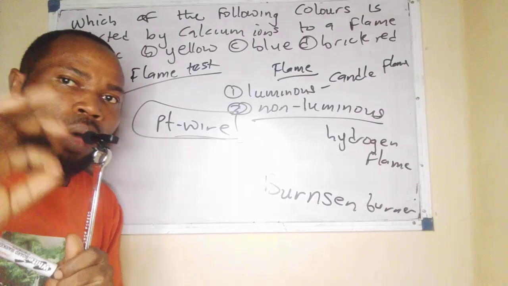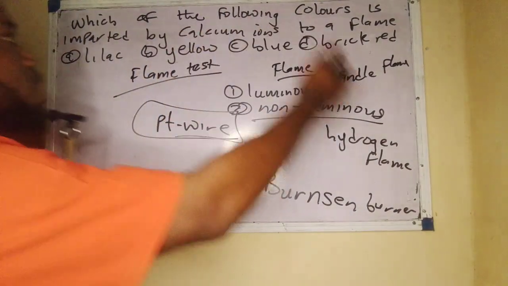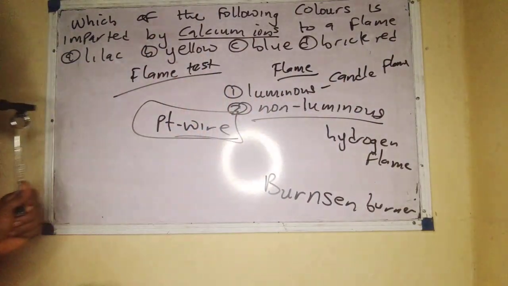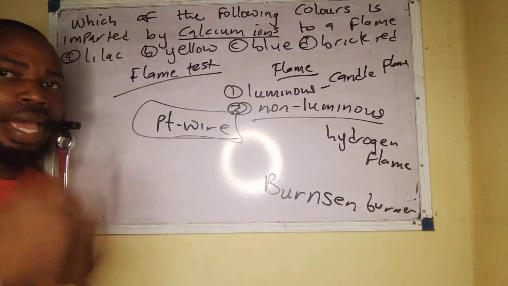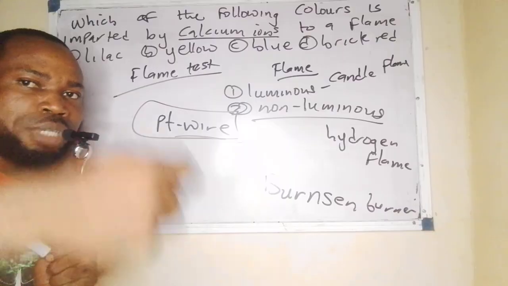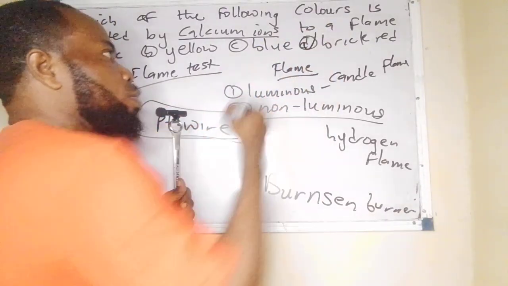Therefore, we can use that to identify them. Quickly, let's come back to our question. But remember that different metals produce different colors, but this time around they're asking us for calcium ion. Now, please take note that calcium ion gives a brick red coloration to the flame test. Either you say brick red or you say orange red. So our answer here obviously is D.